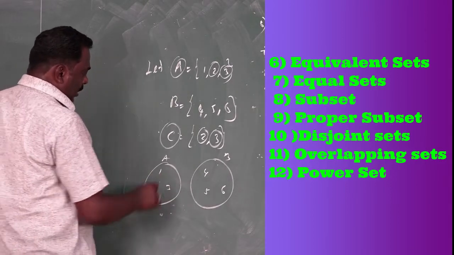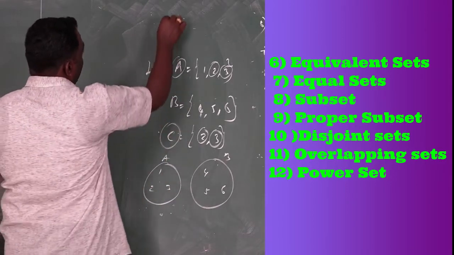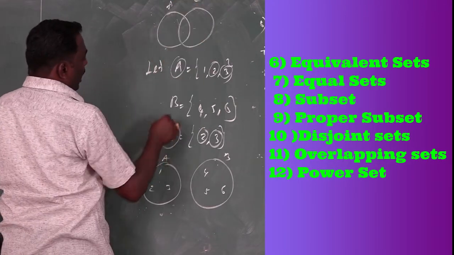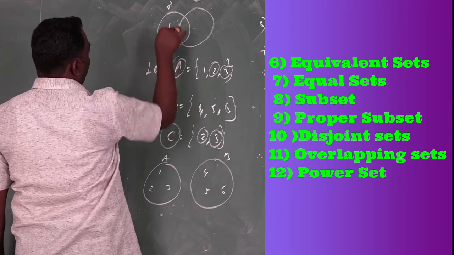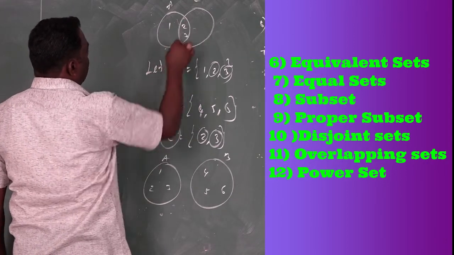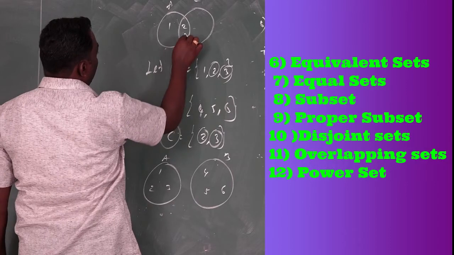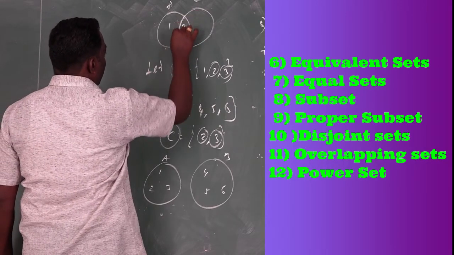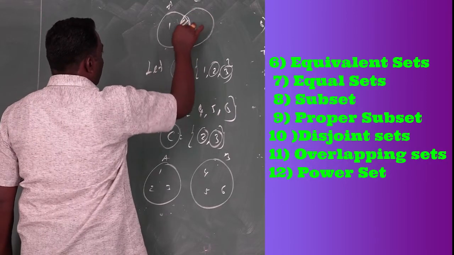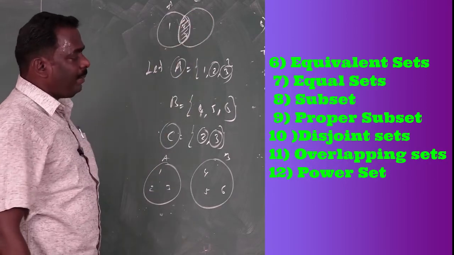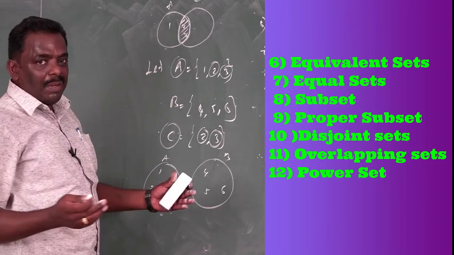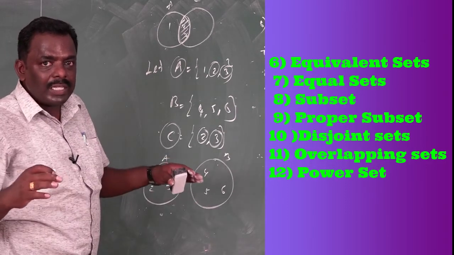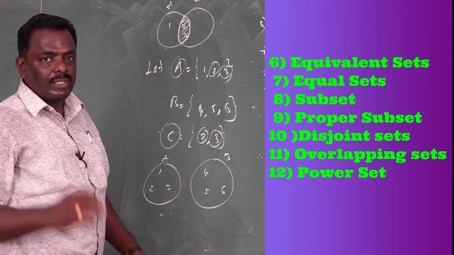And suppose we compare A set and C set. A contains elements 1, 2, 3, and C contains elements 2, 3, so 2 and 3 are common for A and C. Therefore, some of the elements are common, and such sets are defined as overlapping sets. If any elements are common, that is defined as an overlapping set, or if no elements are common, the two sets are defined as disjoint sets.